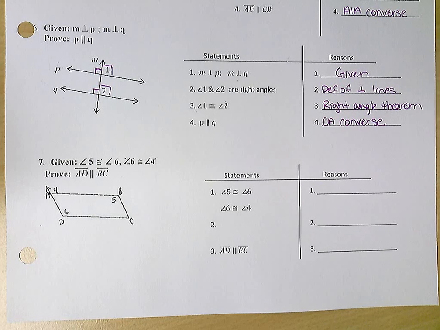So which one would you want to write? 6 is congruent to 5, or 5 is... Well, you already have 6 is congruent to 5. So you don't want to restate the same thing that's already been stated. Angle 4. That's substitution. And then angle 5 is congruent to angle 4. And AB is parallel to BC because of CA converse.